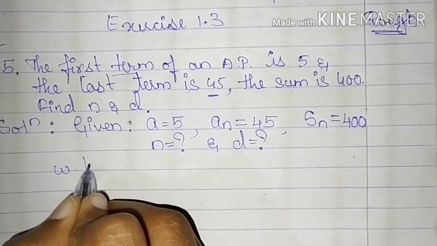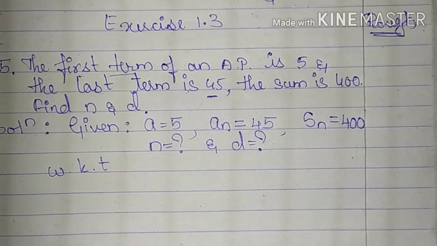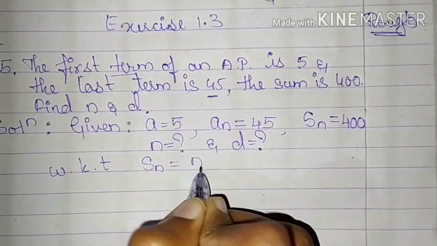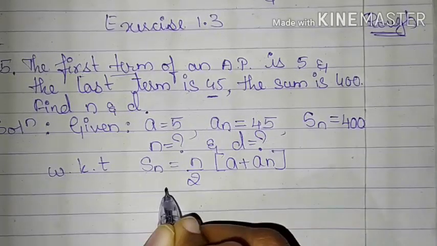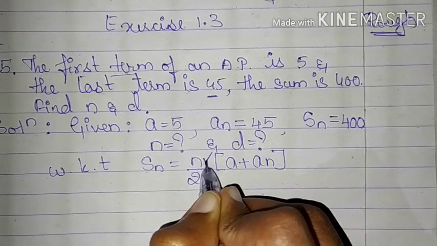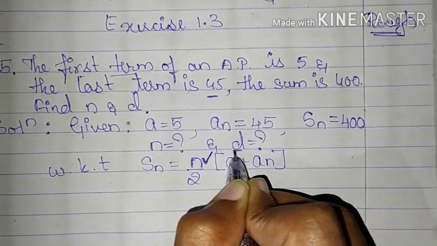Since we don't know both n and d, we cannot use the formula Sn is equal to n by 2 into 2a plus n minus 1 into d, because in that formula we need both n and d. But here they have given us the values of first and last term. So we will make use of the formula Sn is equal to n by 2 into a plus an. By making use of this formula, we will first determine the value of n. Then we will use this value of n to find the value of d.